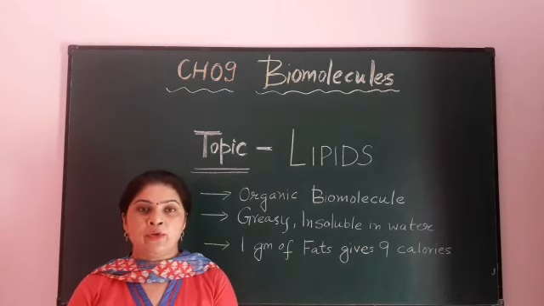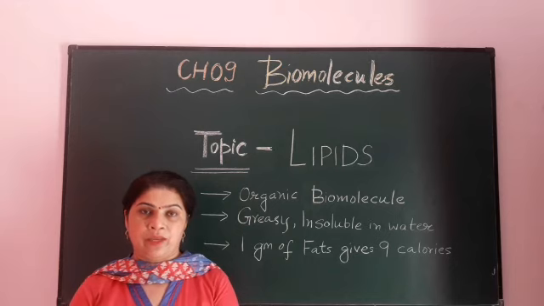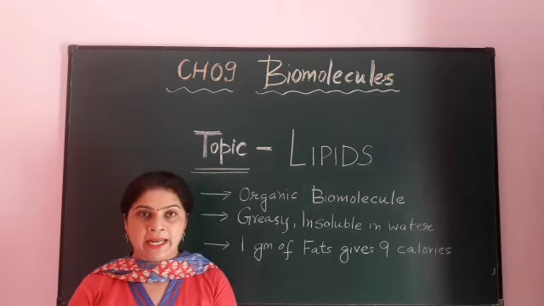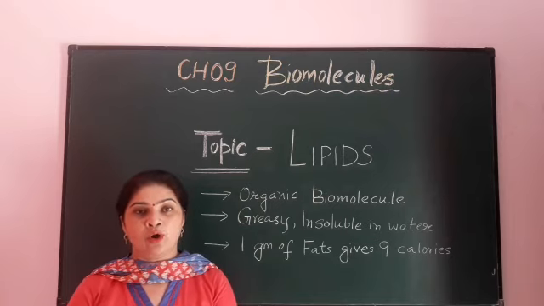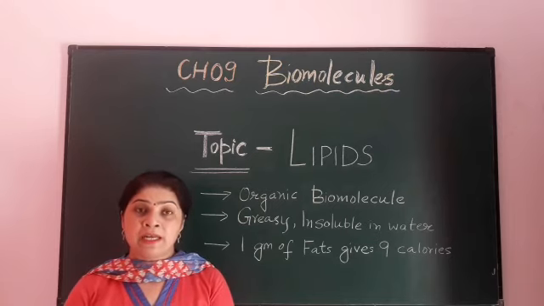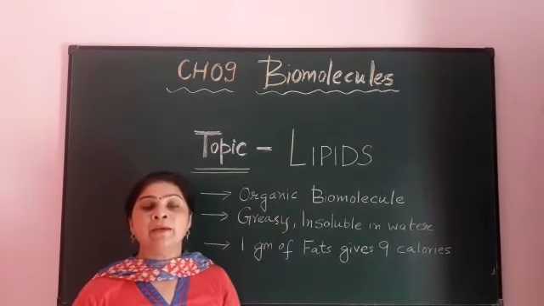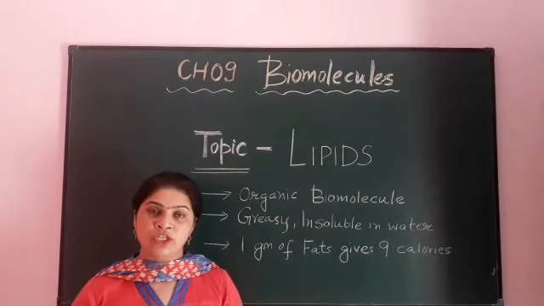Dear students, we are doing our 9th chapter, that is Biomolecules, and our today's topic is lipids. Students, we all know that biomolecules are of two types, organic and inorganic biomolecules. Organic biomolecules are made up of elements carbon, hydrogen and oxygen. So lipids, like carbohydrates, are an example of organic biomolecules because they are made up of carbon, hydrogen and oxygen.